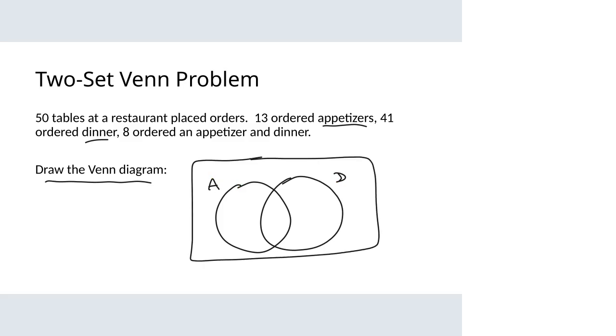So there's my diagram with nothing in it. Here is the key, the thing that you need to do to make sure you draw these correctly. We want to make sure we have the right numbers in the regions. The way that you do that is you start in the overlap. Start in the overlap. Generally, what that's going to mean for us is we're going to start at the end of the list of information we've been given and work our way backwards. So 8 ordered an appetizer and dinner. Appetizer and dinner is which region of this diagram?